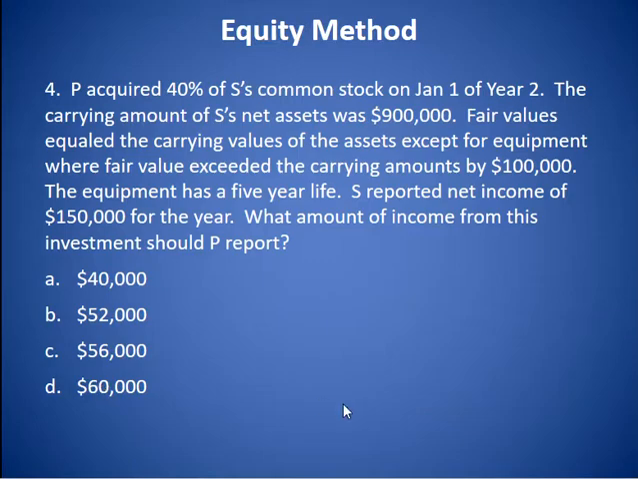So let's try number 4. P acquired 40% of S Corporation's common stock on January the 1st of year 2. The carrying amount of S's net assets was $900,000. Fair values equaled the carrying values of the assets except for equipment, where fair value exceeded the carrying amount by $100,000. The equipment has a 5-year life. S reported net income of $150,000 for the year. What amount of income from this investment should P report?